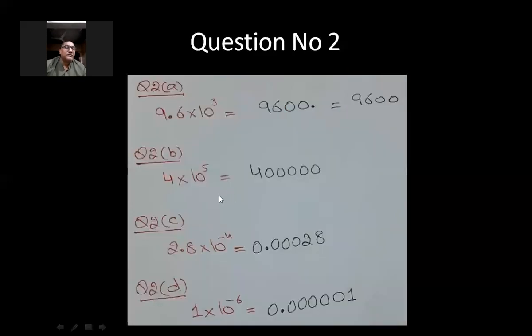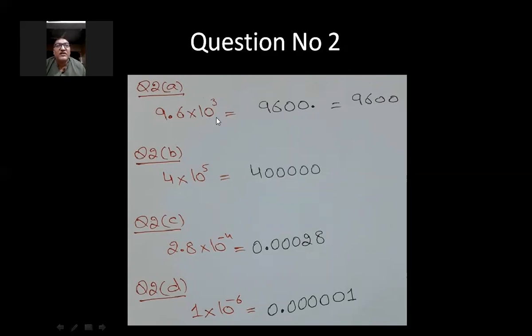Okay. So then we have question number 2. It says express each of the following as an integer or a decimal. So here we have 9.6 expo 3. This is in the standard form, so I will convert this into a normal integer. So 10 raised to power 3.